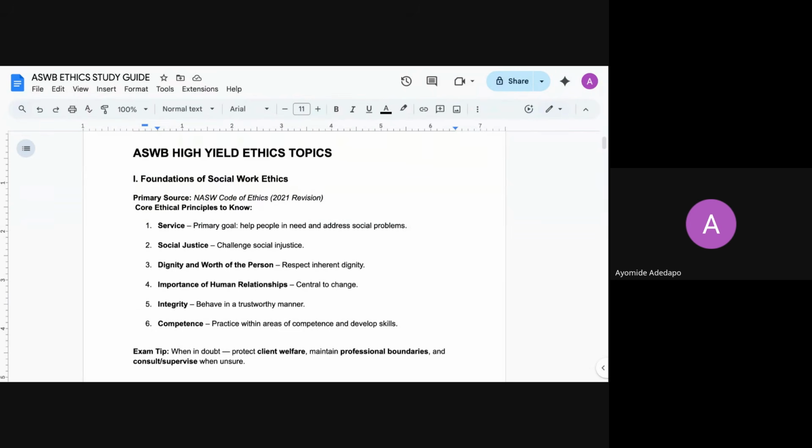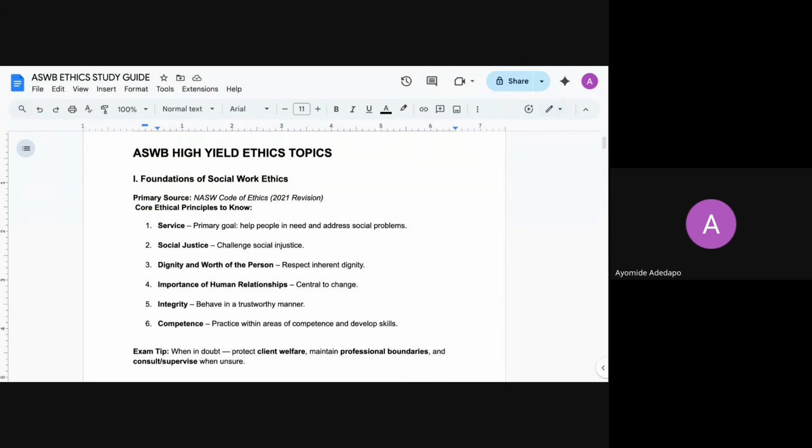So the foundation of the exam and of social work ethics is these core principles: service, social justice, dignity and worth of a person, importance of human relationships, and integrity and competence. The questions a lot of times are built around these principles. So let's give an example.